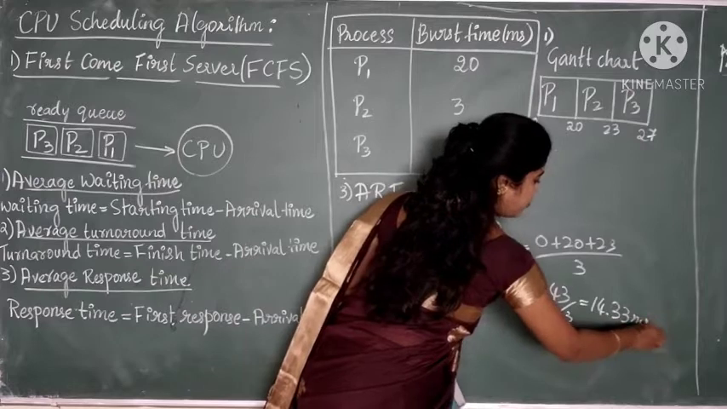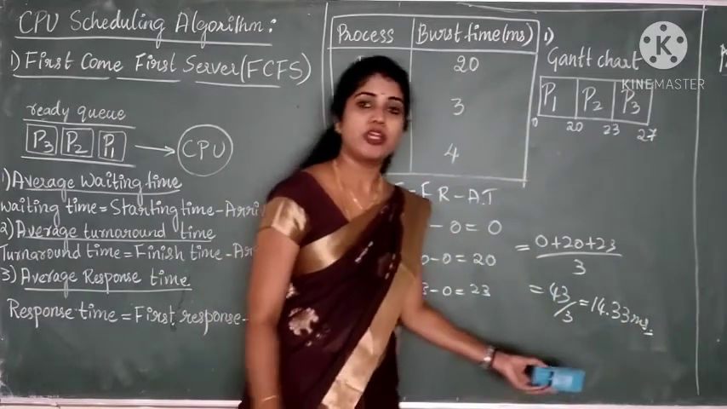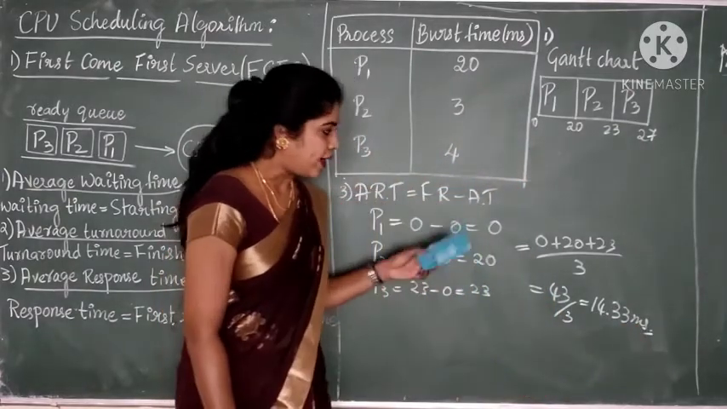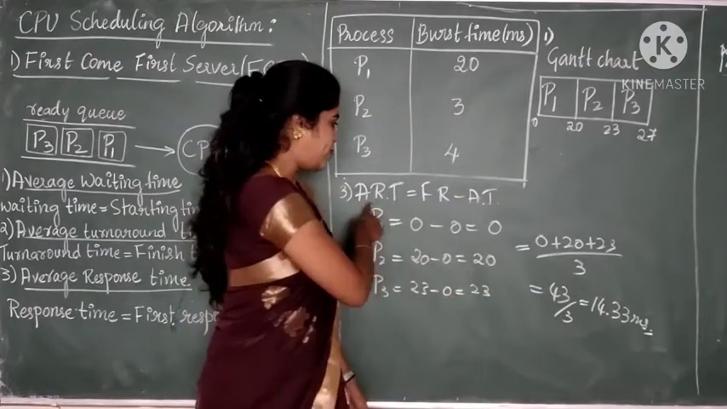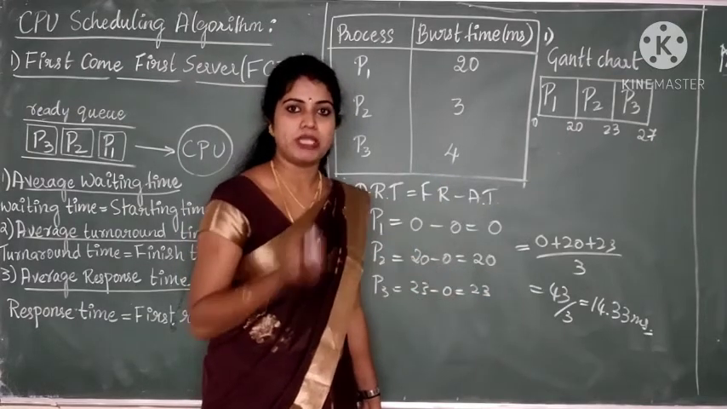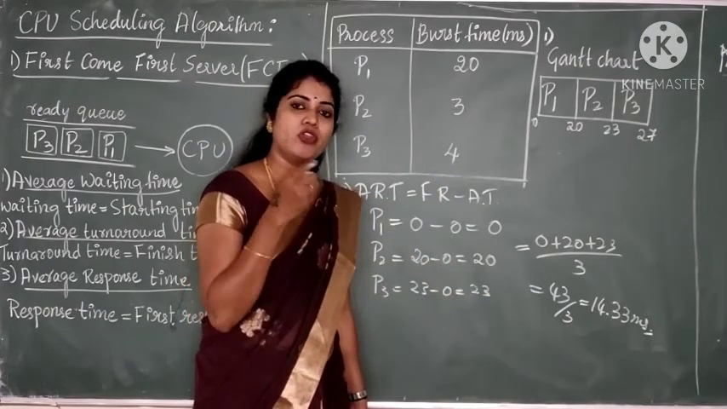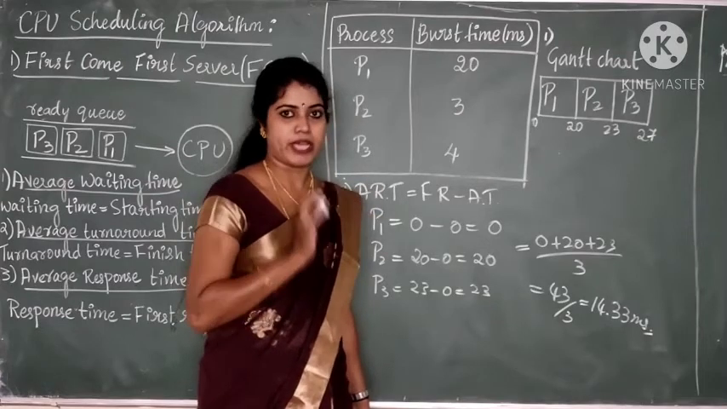You will get 43 divided by 3, around 14.33 milliseconds. Here one more thing you have to remember: the average waiting time you get and the average response time you get should be the same. Once it is the same, there you can verify that the answer you got is correct.